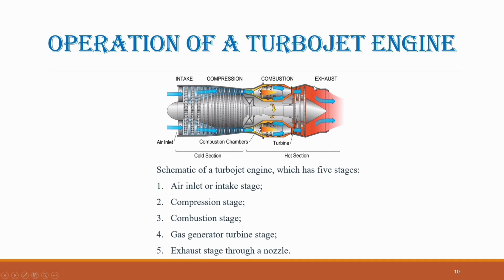Finally, the hot gases pass through the exhaust nozzle, where they expand and accelerate to produce a high-velocity jet. This accelerated flow generates the thrust that propels the aircraft forward.